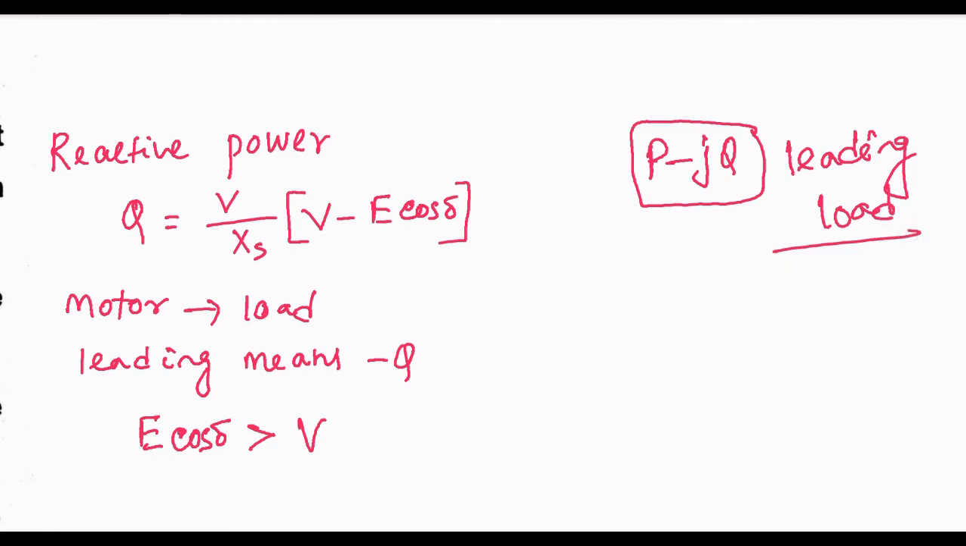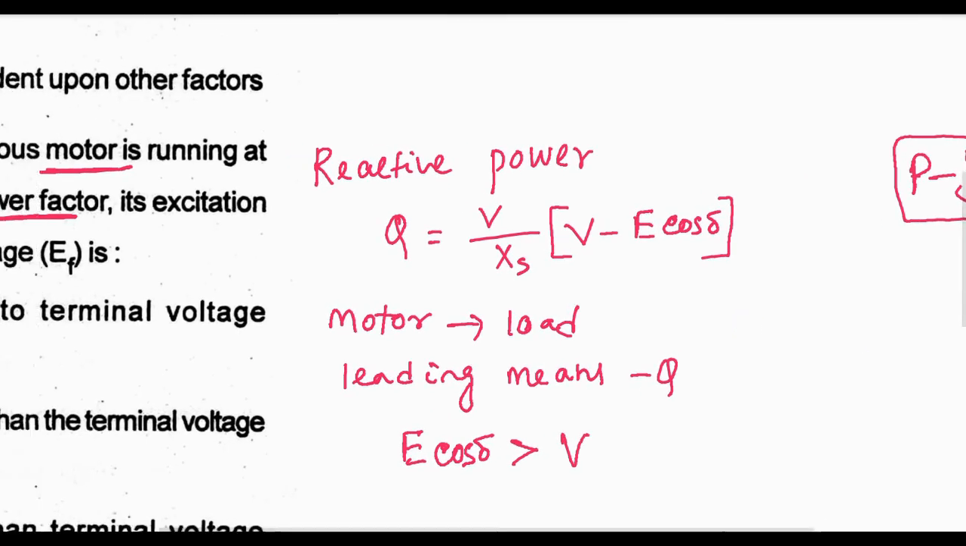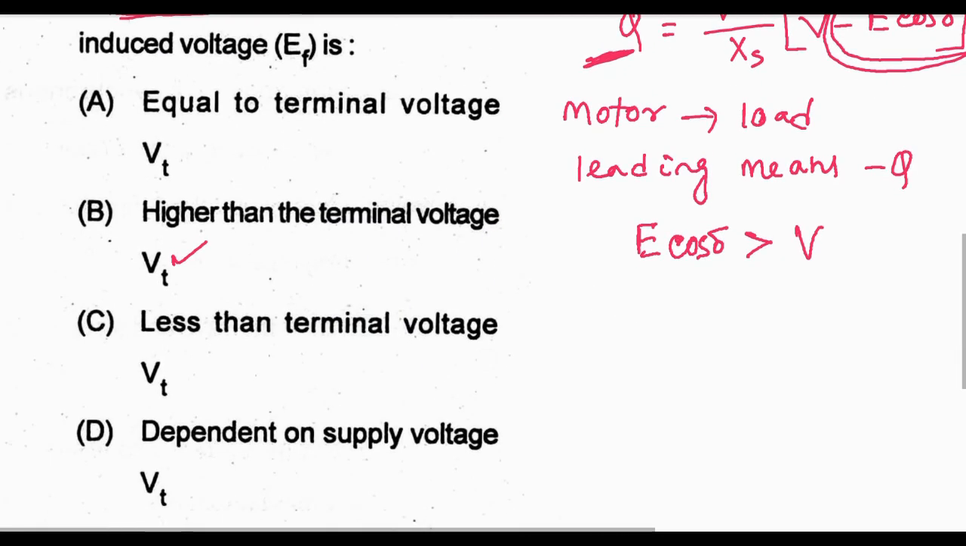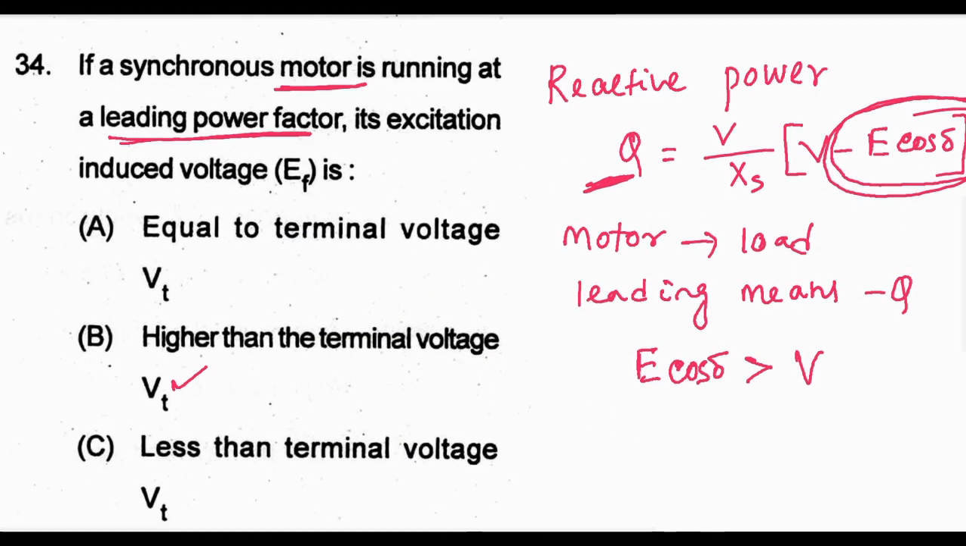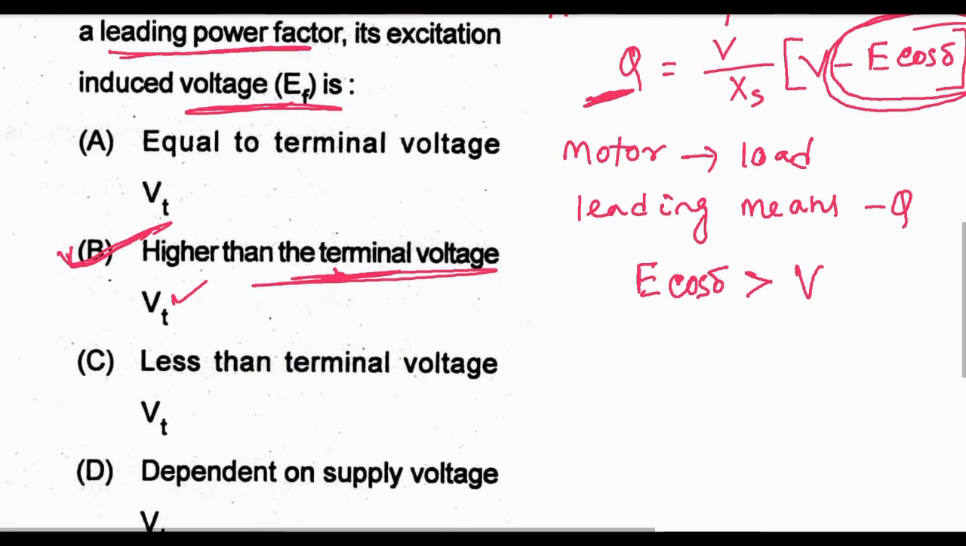Leading load, Q is negative, and we know that reactive power in case of a synchronous motor is given by Q equals V by Xs into (V minus E cos delta). So as Q is negative, this term is negative, meaning the bracketed term is high. This term is high means option B is correct. Option B: induced EMF EF is higher than terminal voltage. EF is greater than terminal voltage.